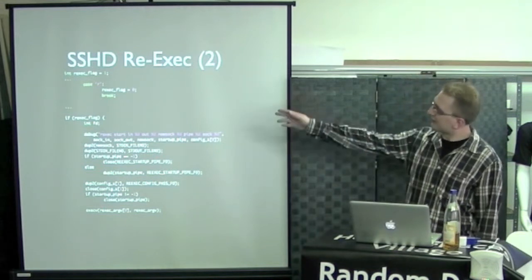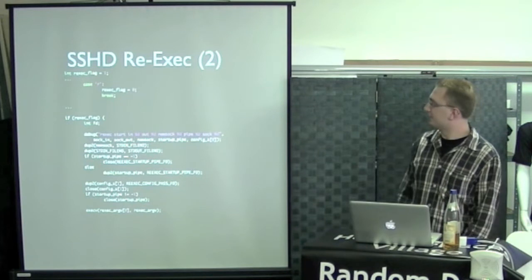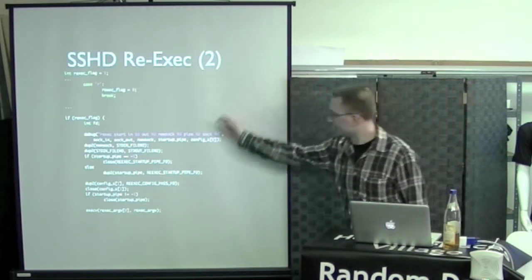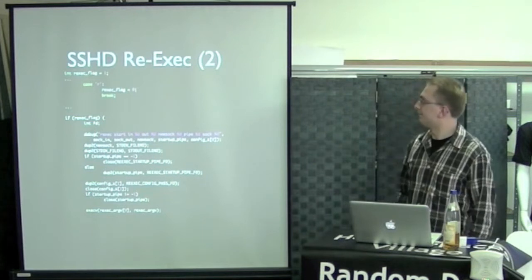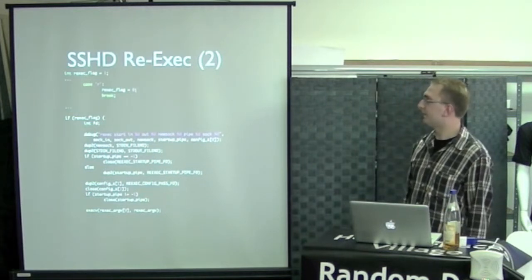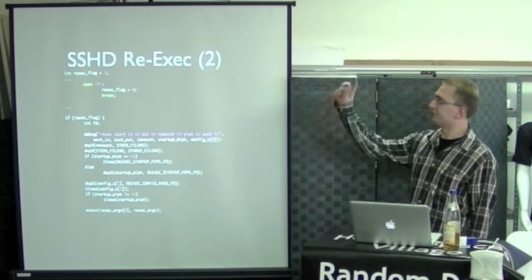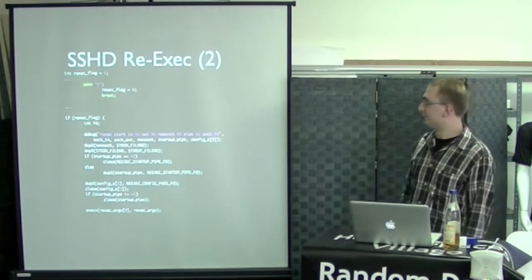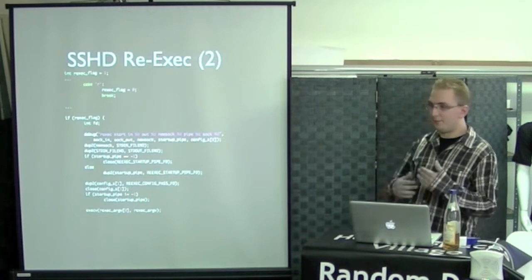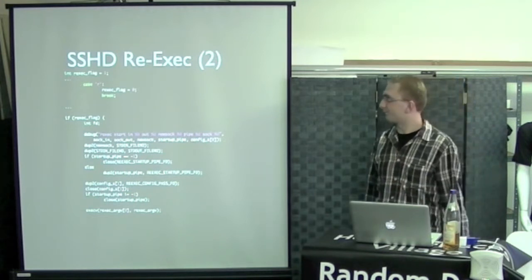So further on, it checks whether the re-execute flag is set, and then it actually does the re-execute and ends with an execve call, which gives us a lot of trouble. So I thought, hey, what if we just start OpenSSH with -r? And indeed, it turned off re-execution and patching was reliable again.